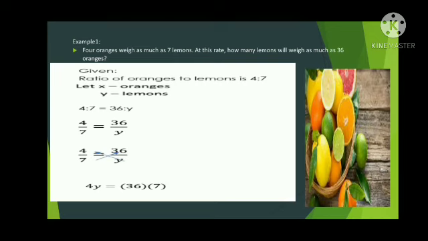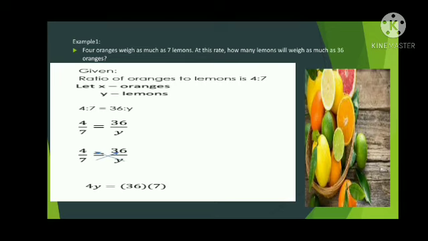Gumamit tayo ng x and y dahil meron tayong unknown sa problem. So, ano yung hinahanap sa problem? How many lemons will weigh. Ibig sabihin, yung y, yung unknown sa problem natin. That corresponds to the number of lemons na hahanapin natin. Will weigh as much as 36 oranges. So, yung 36 corresponds to oranges. So, yung x natin is 36. Yung ratio natin sa kabilang equation is x is to y, which means oranges is to lemons.